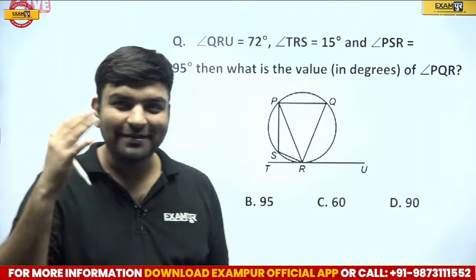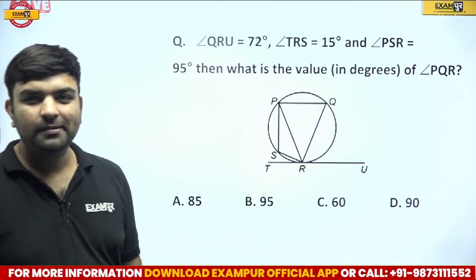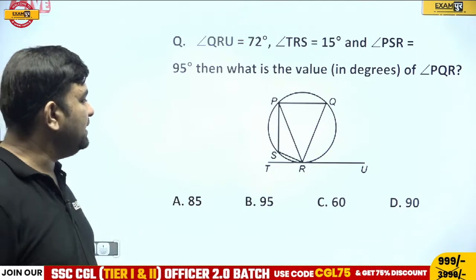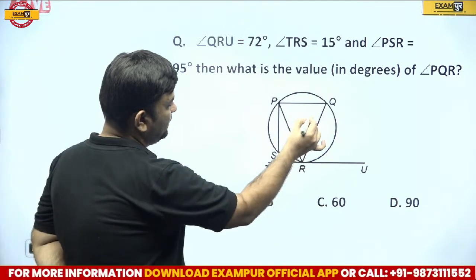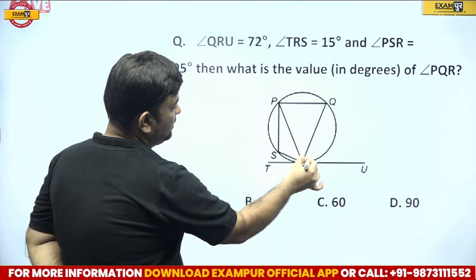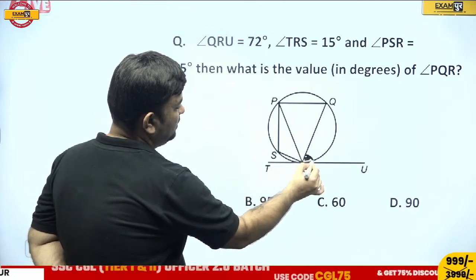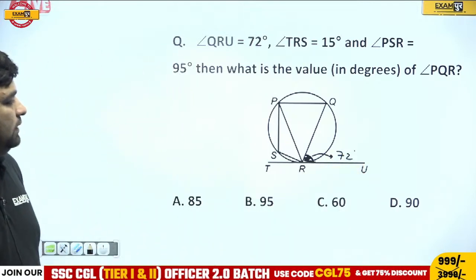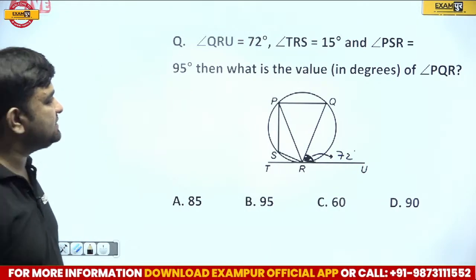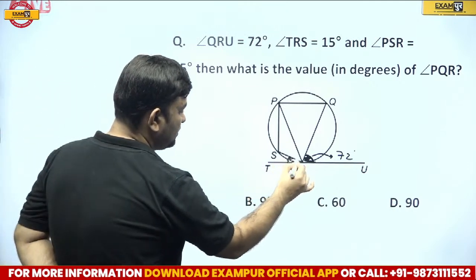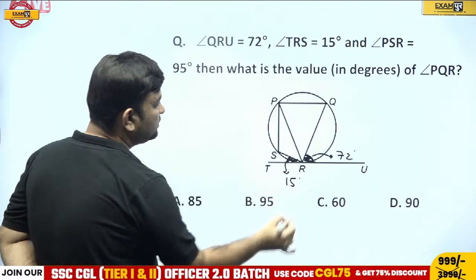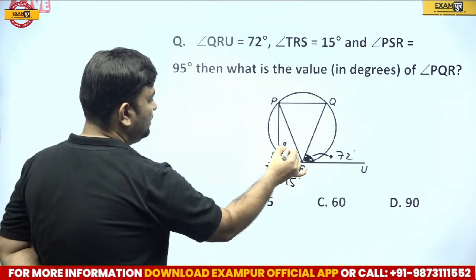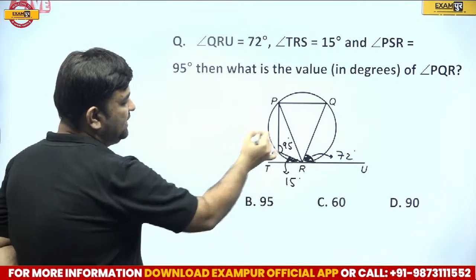How do we remember the answer? Angle QRU is 72. Angle TRS is 15. Angle PSR is 95. What is PQR? Theta.